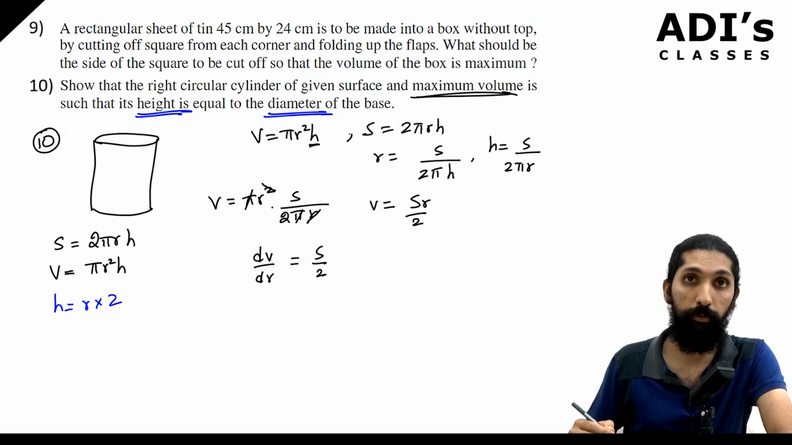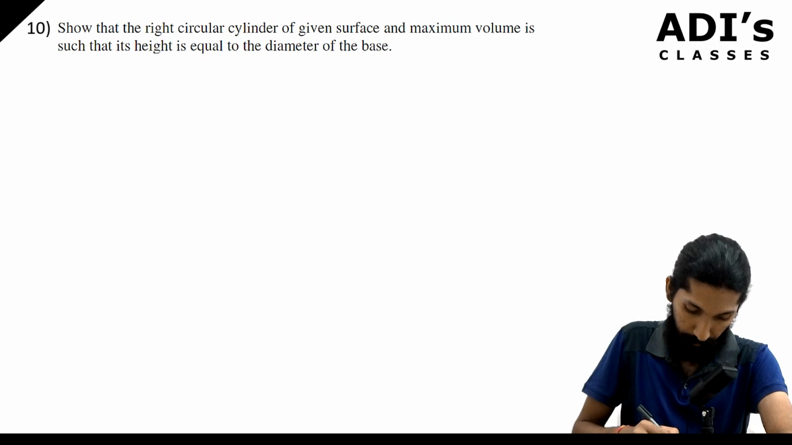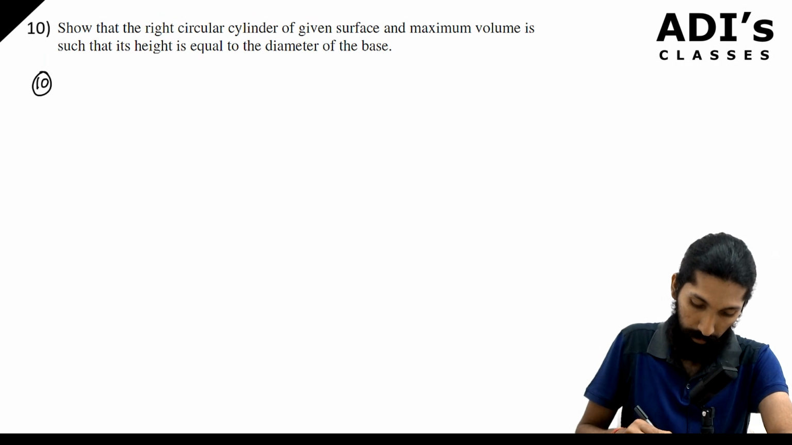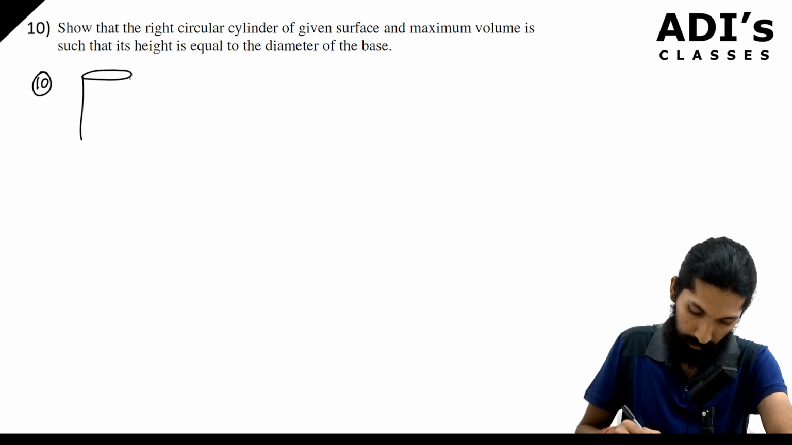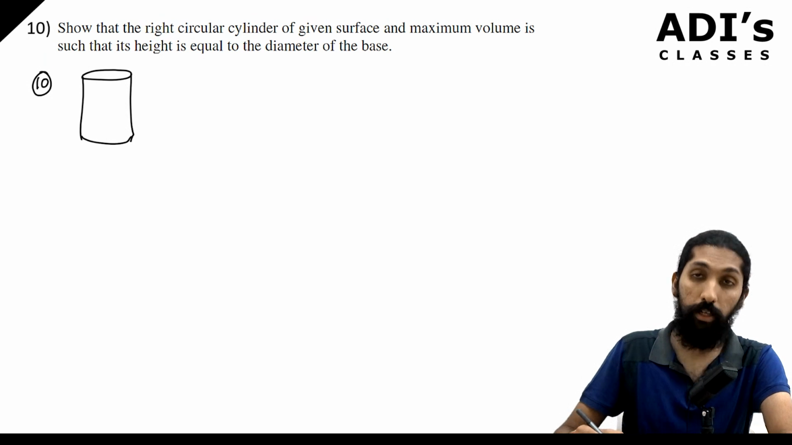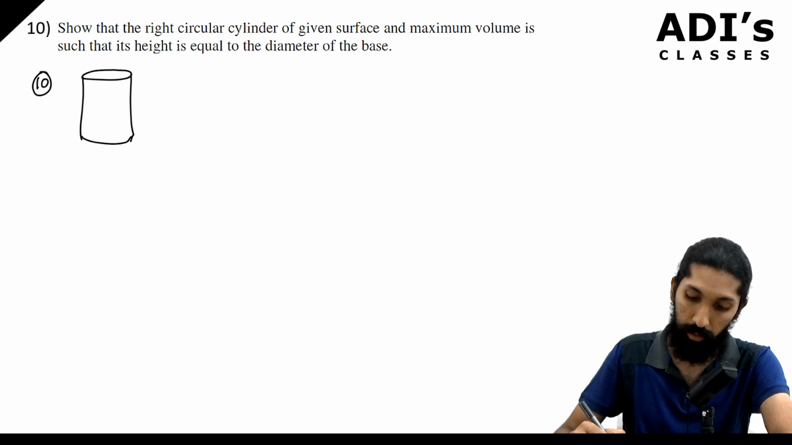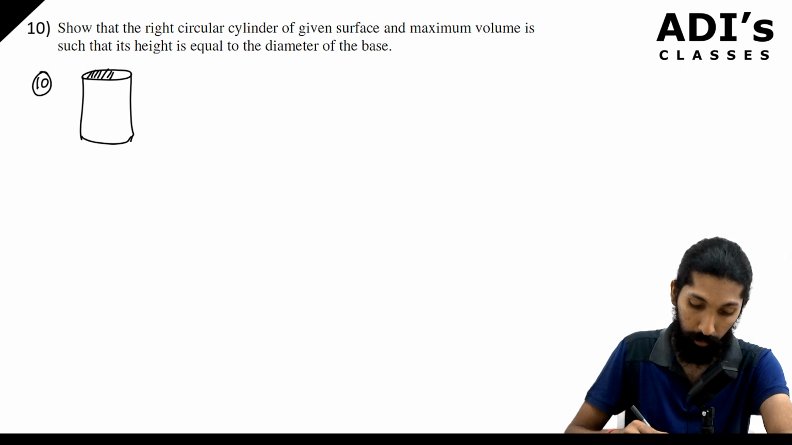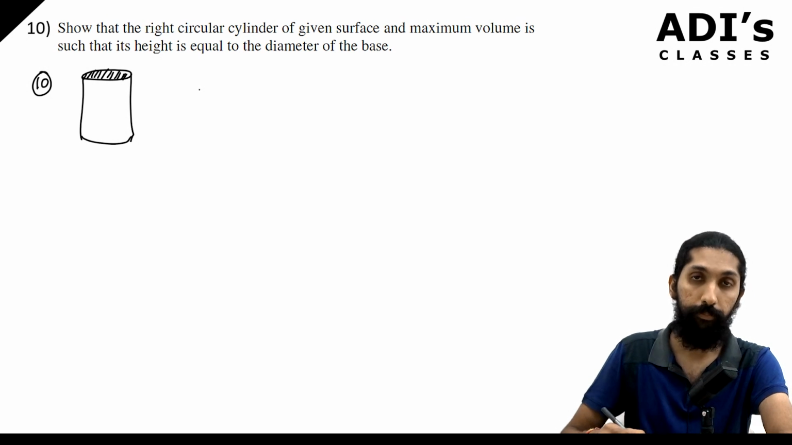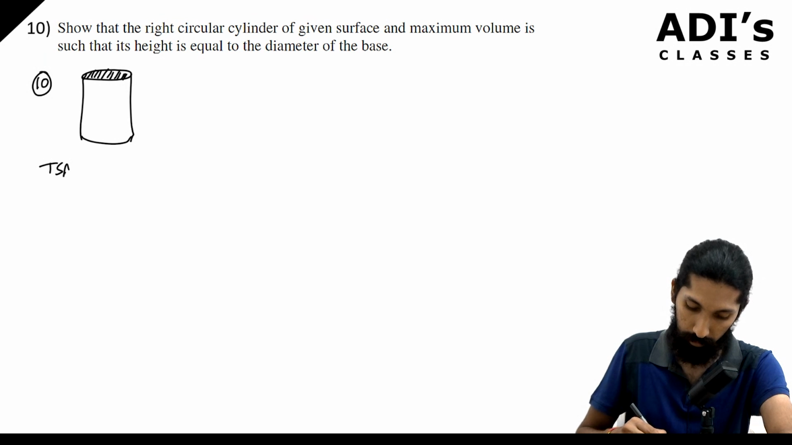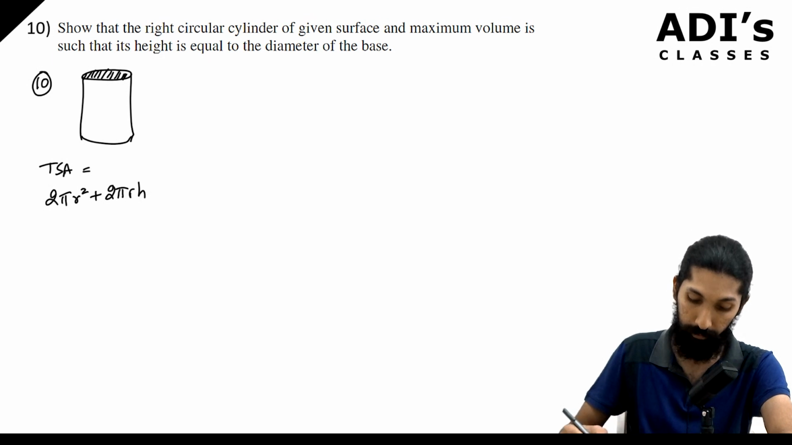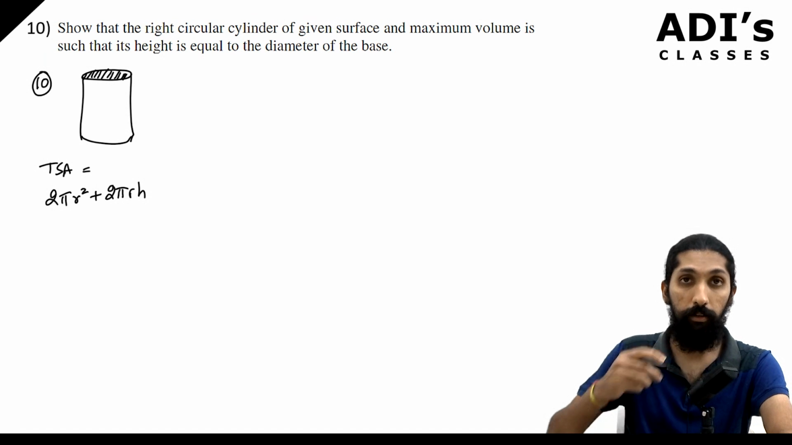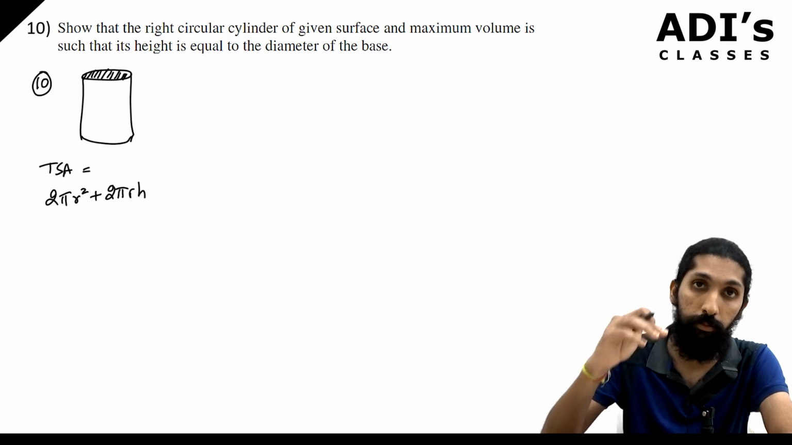Another way, see the 10th one. Right circular cylinder. You have a cylinder like this of given surface area and maximum volume, such that height is equal to the diameter of the base. When they say surface area, we need to take the total surface area. So TSA of a cylinder is given by 2 pi r square plus 2 pi r h. Correct? Now, this is surface area and they're telling you that this is constant, this is given.